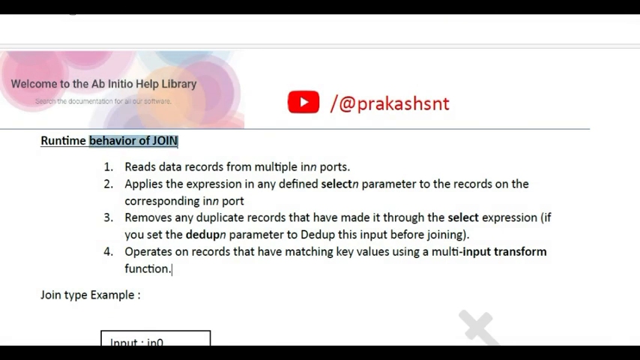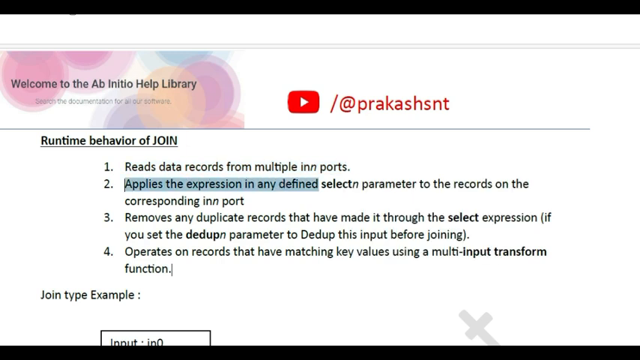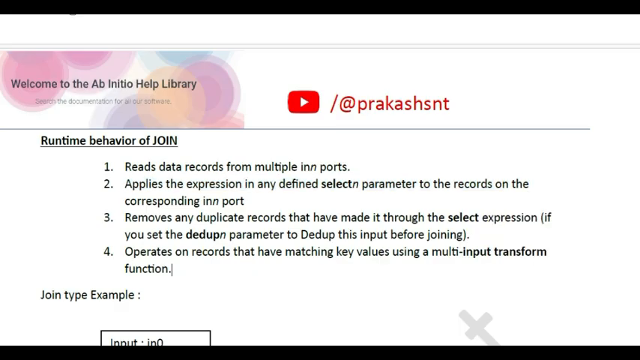Quickly we can discuss the runtime behavior of the join component. The join component will read the record from multiple input ports and it will apply the select expression if you have specified anything in the select parameter. Once the select parameter has passed, it will come to your do parameter.